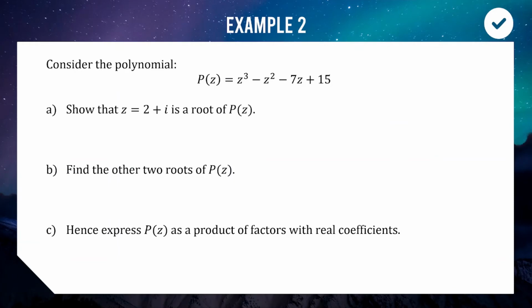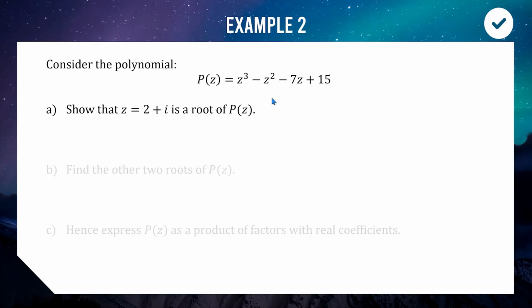We have a polynomial in terms of z. We've got a cubic polynomial. Part A is show that 2 plus i is a root of the polynomial. Okay, so the way we show that this complex number is a root is the same way we do it in extension 1, where we just need to show that if we sub this number into the polynomial, we get 0 as an answer. Okay, so roots make the polynomial equal to 0.